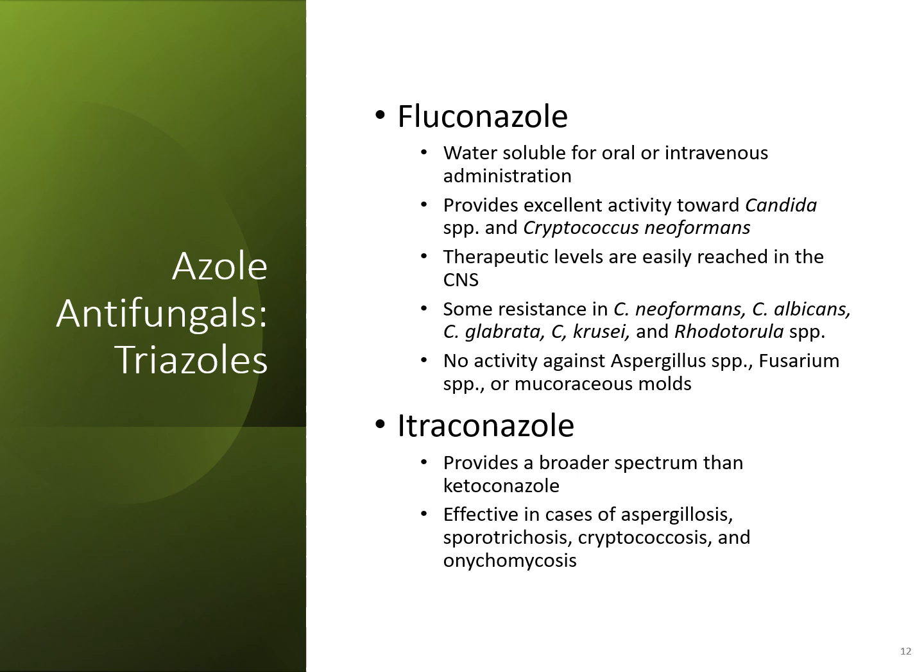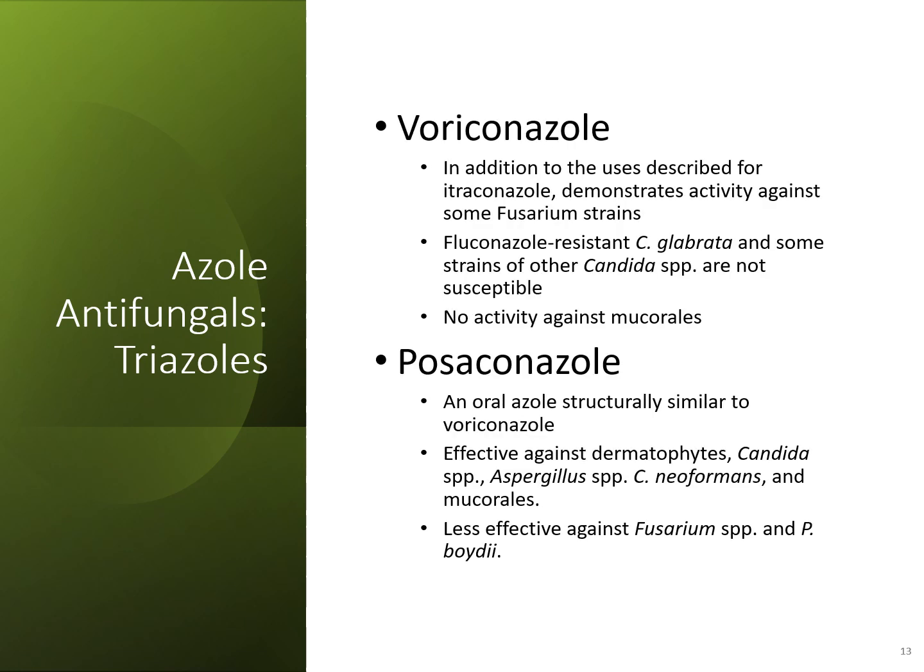Itraconazole provides a little bit of a broader spectrum than ketoconazole, and it is effective against Aspergillus and sporotrichosis as well as Cryptococcus. Voriconazole works similar to itraconazole, but this one does prove to be effective against Fusarium. It does not work for some of the fluconazole-resistant Candida and other Candida species, and it does not work against the Mucorales.